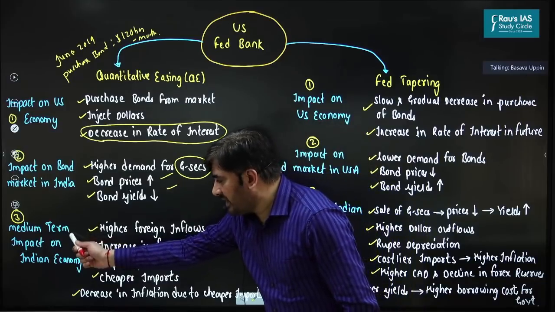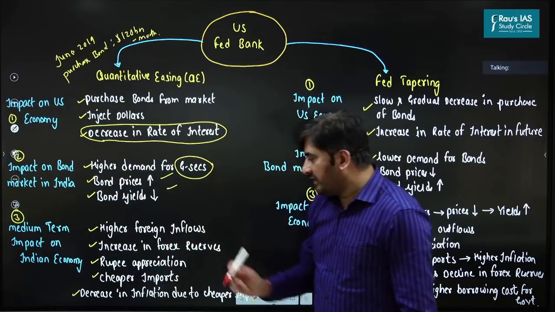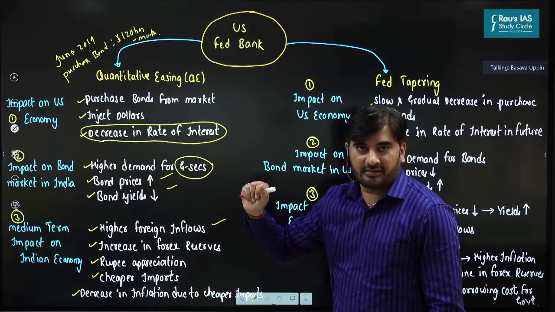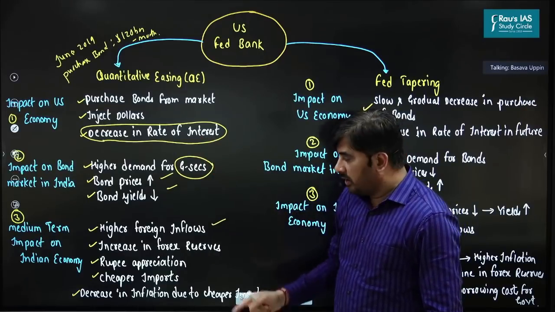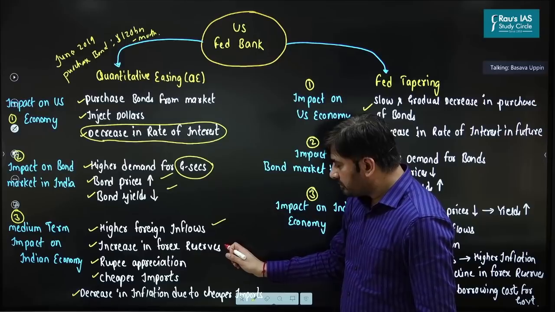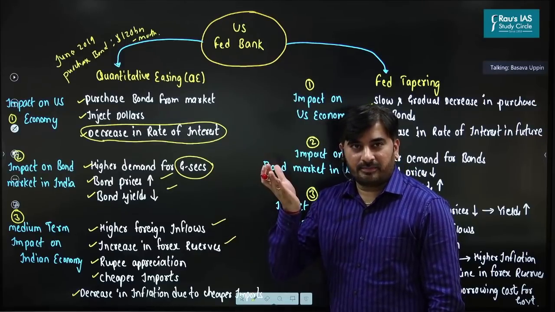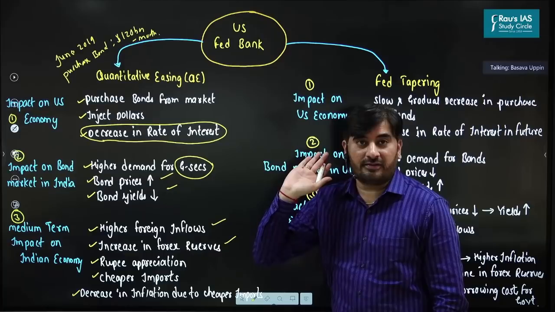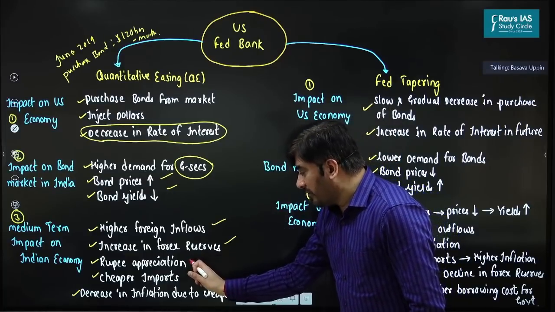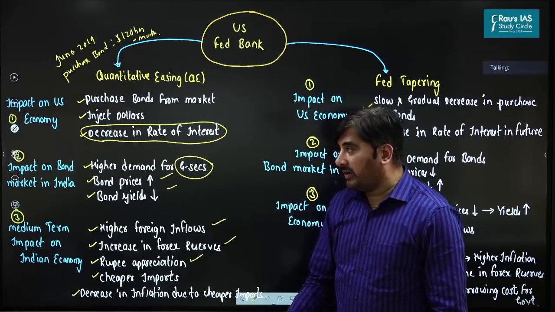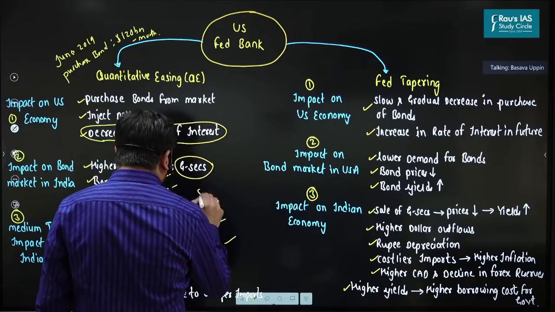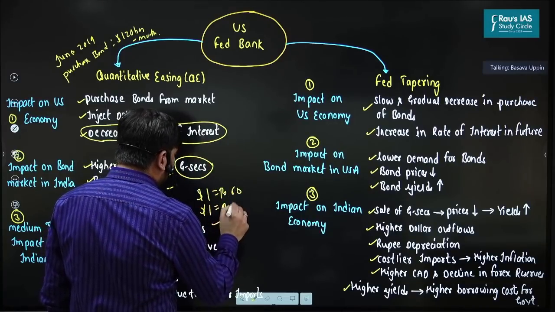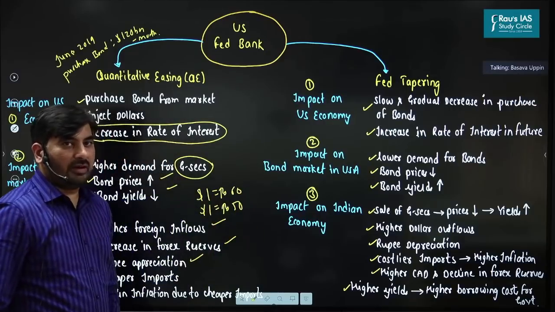Let's understand the medium-term impact on the Indian economy. First thing is, we are getting more foreign inflows because of the reduced rate of interest in the US. More foreign inflows means our forex reserves will increase. So we are already seeing now India has the world's 4th largest forex reserves. Rupee value will appreciate, right? For example, say from $1 is equal to 60, now $1 will become equal to 50. So rupee value will appreciate.